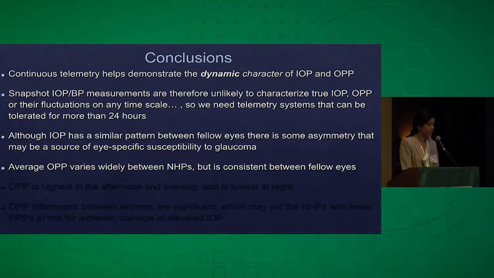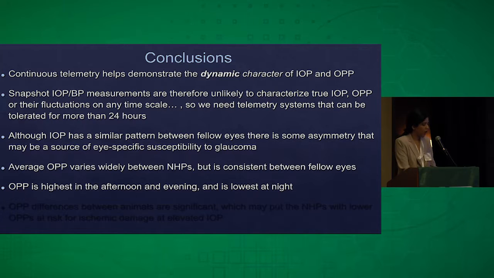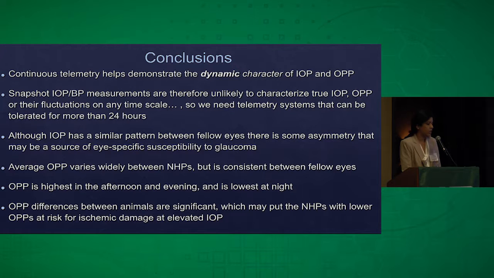The average perfusion pressure varies between primates, but it's consistent between fellow eyes. Ocular perfusion pressure is highest in the afternoon and the evening and is lowest during the night. These differences are significant, which may put the non-human primate with a lower perfusion at a higher risk for ischemic damage at elevated intraocular pressures.